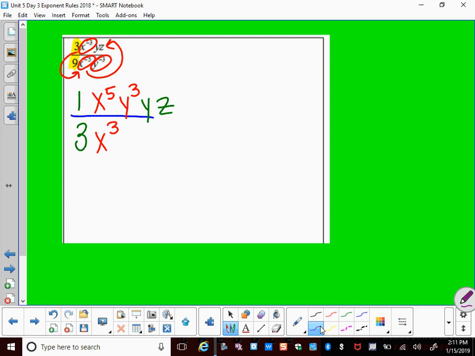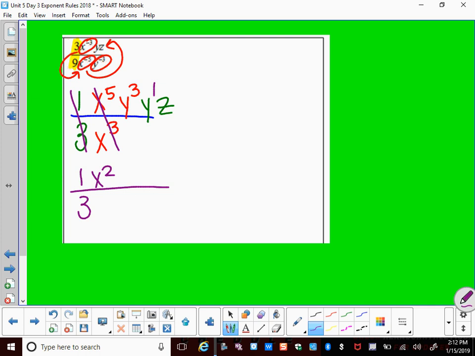I see. All right. So we already simplified our big numbers. That's 1/3. I have x to the 5th divided by x to the 3rd. What's 5 minus 3? 2. The bottom goes on the top. That 5 is bigger. So x squared goes on top. Okay, so I'm done with that one.